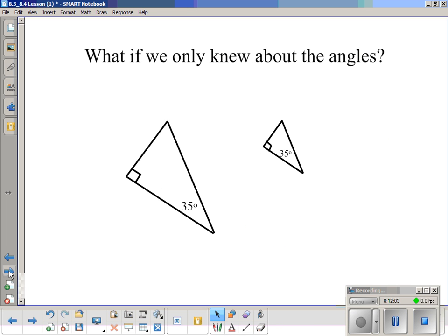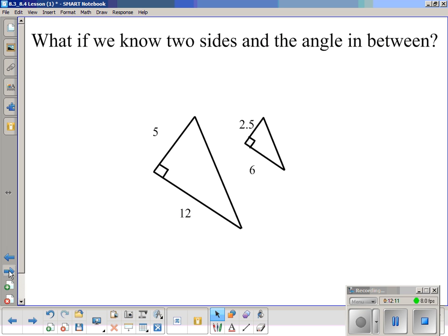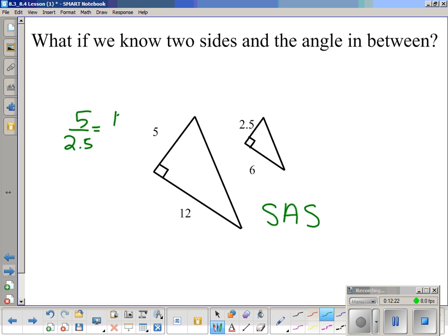Looking at this one, I have two angles, so I hope you're thinking angle-angle. And again, you can guess the first three start off pretty easy. This one is by side-angle-side, and you'd have to check 5 over 2.5 better be equal to 12 over 6. Again, same factor of 2, and the key is the angle has to be between the two sides, because that has to be side-angle-side.